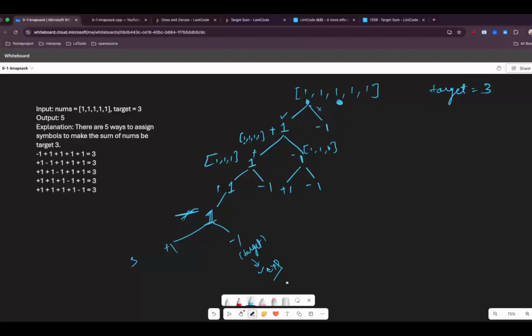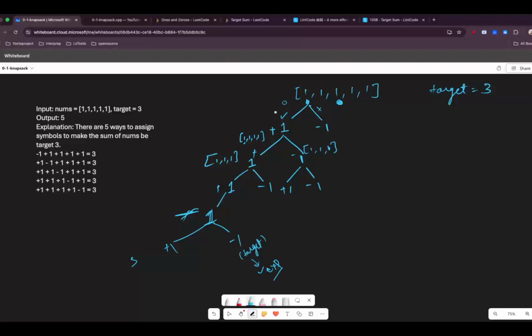Either in the function calls we add them up, or we maintain some extra variable which will be getting incremented. So things will be like this. Anyhow, it becomes a form of 0 1 knapsack only.